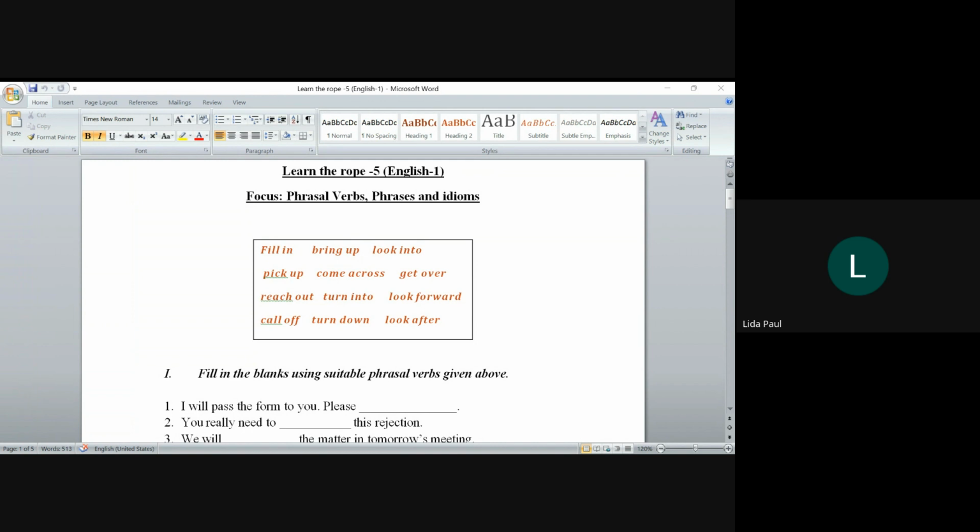Okay. You cannot see the screen. I think it should be visible now. Okay.